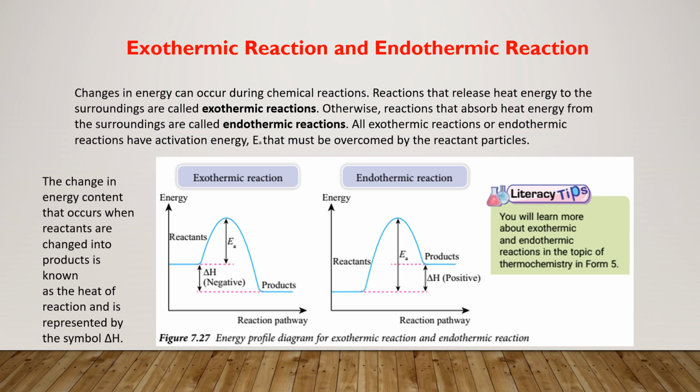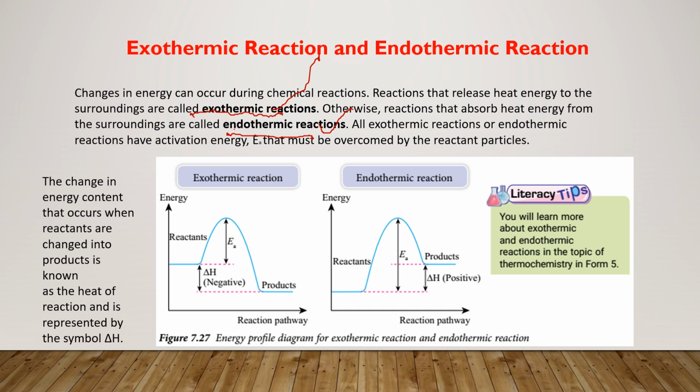This is exothermic reaction and endothermic reaction. A chemical reaction has two types: exothermic and endothermic. Exo and endo. An exothermic reaction releases heat energy to the surroundings. It means that during the chemical reaction, it will release heat energy to the surroundings. But for an endothermic reaction, during the reaction, they absorb heat energy from the surroundings.